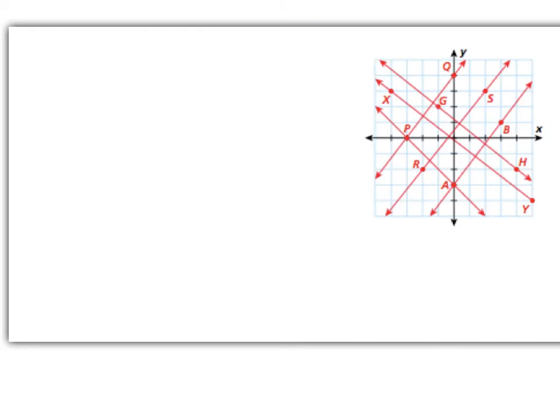Okay, so from this graph, we want to figure out which lines are parallel, and it's not as easy as it looks. So what we're going to do is find a slope for every line. Let's start with line PQ. Here's P and here's Q. I'm going to go up 1, 2, 3, 4, and over 1, 2, 3. So the slope for PQ is 4/3.